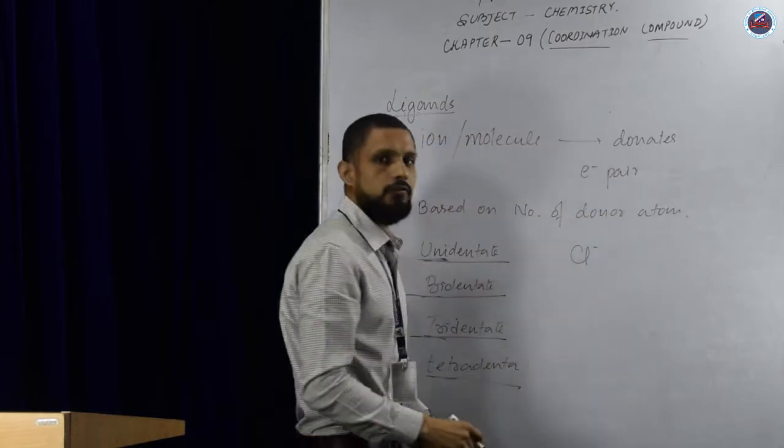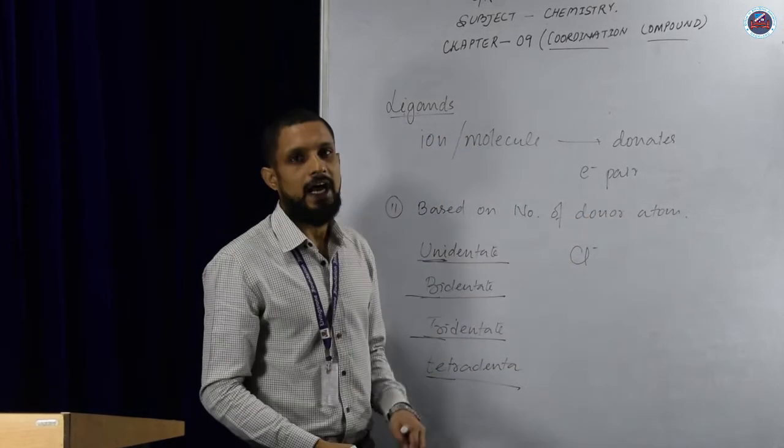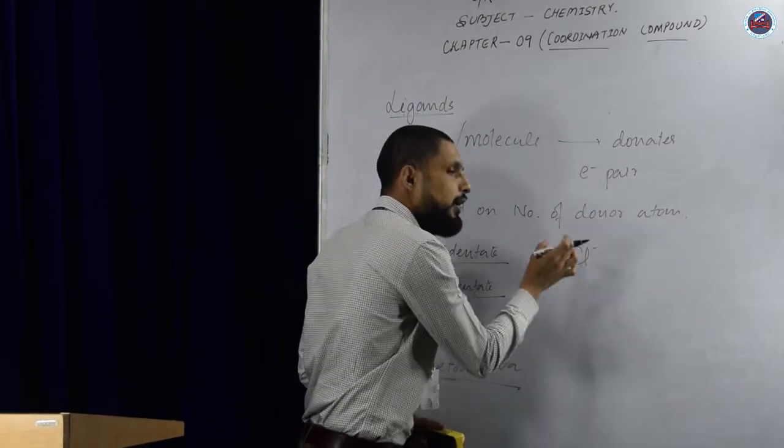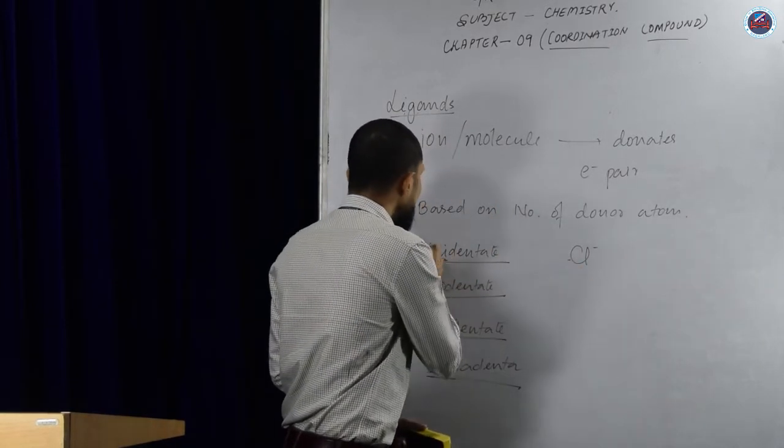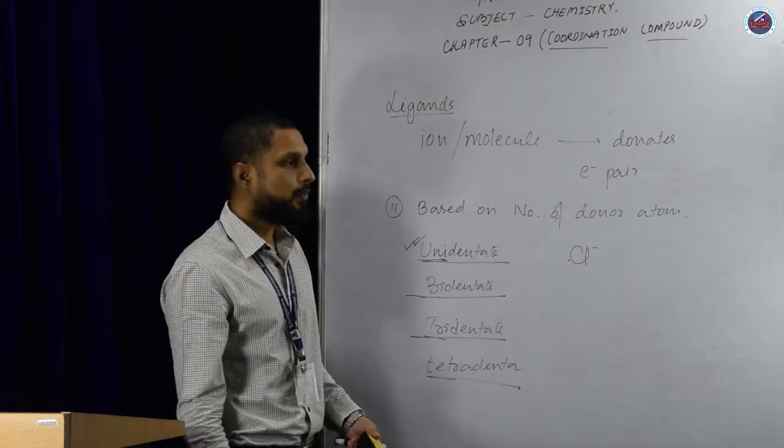Cl negative. Now you can see there is only one atom, so we can say there is only one donor atom. So this is a unidentate ligand.